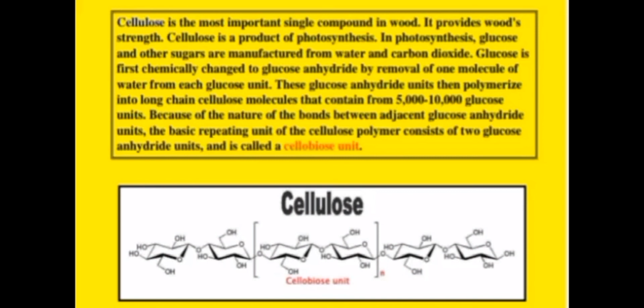Because of the nature of the bond between adjacent glucose anhydride units, the basic repeating unit of the cellulose polymer consists of two glucose anhydride units and is called a cellobiose unit. This is the illustration of cellulose polymers.